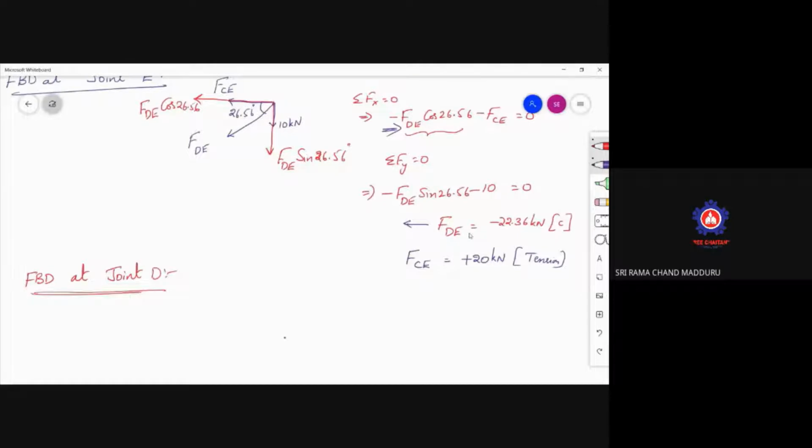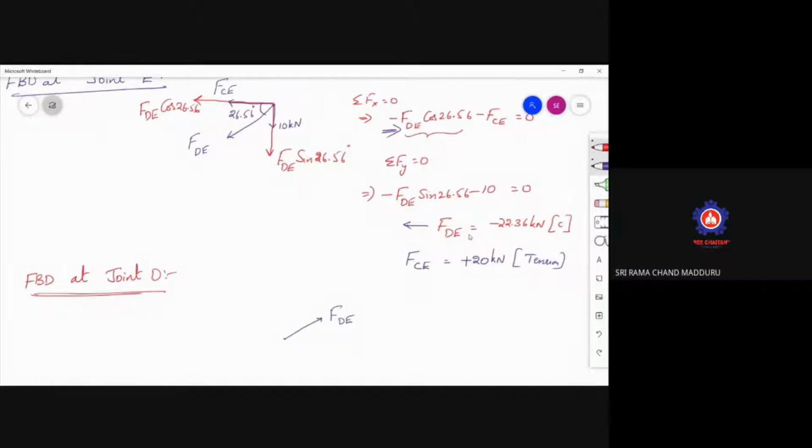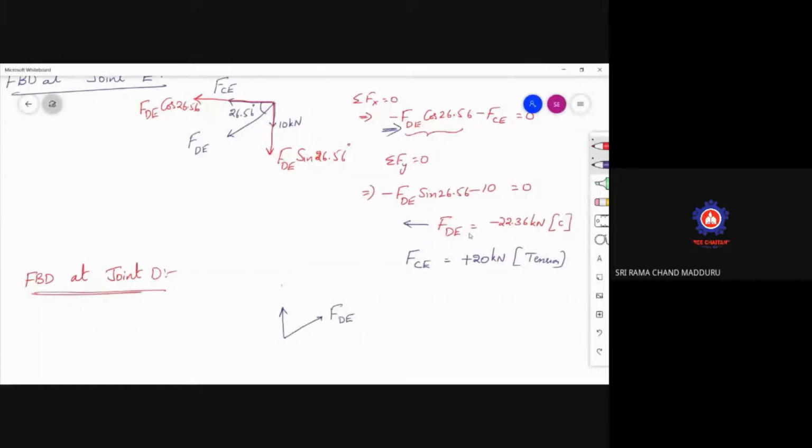Draw the free body diagram. This is the force in E. I am assuming every time that all the forces are tension. This is the force in C.